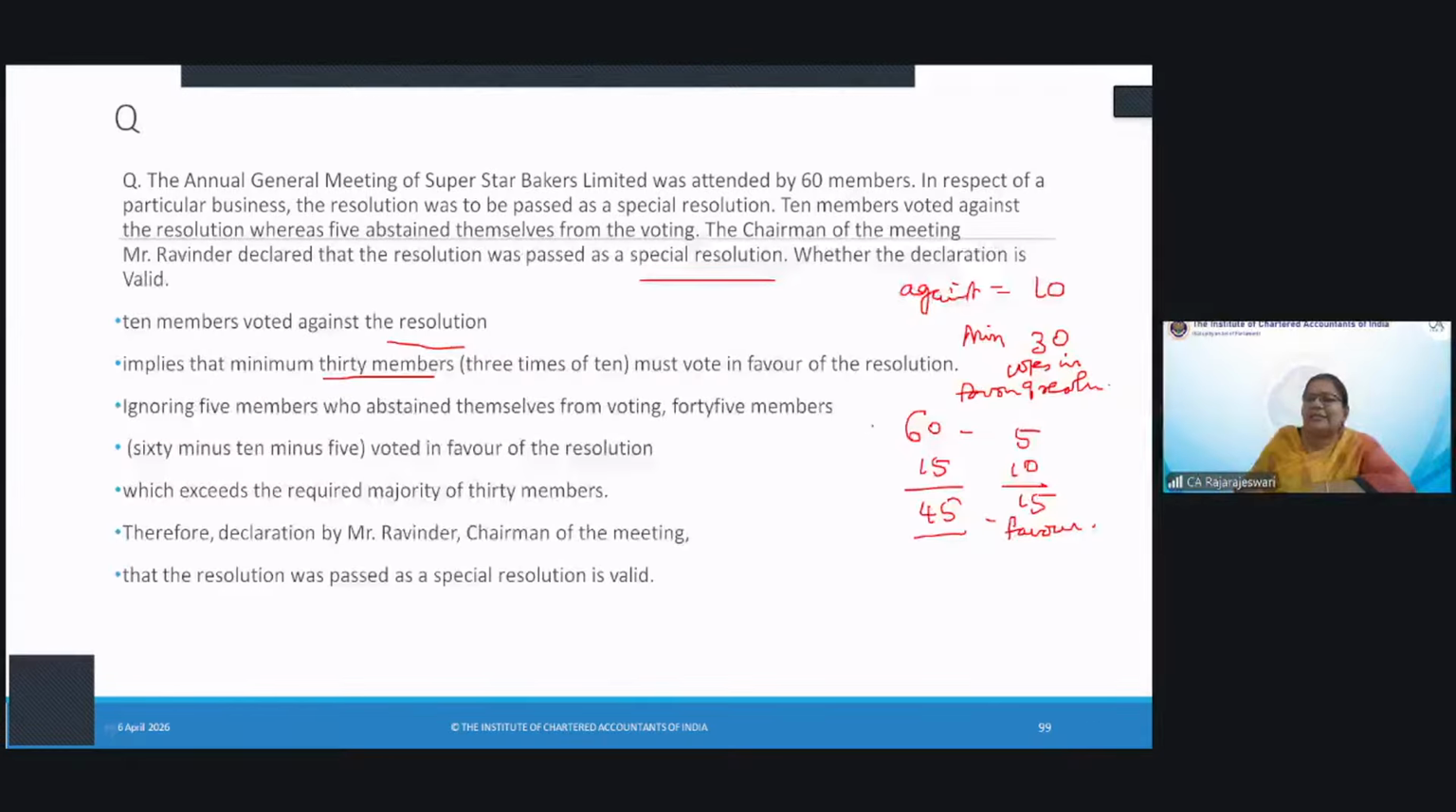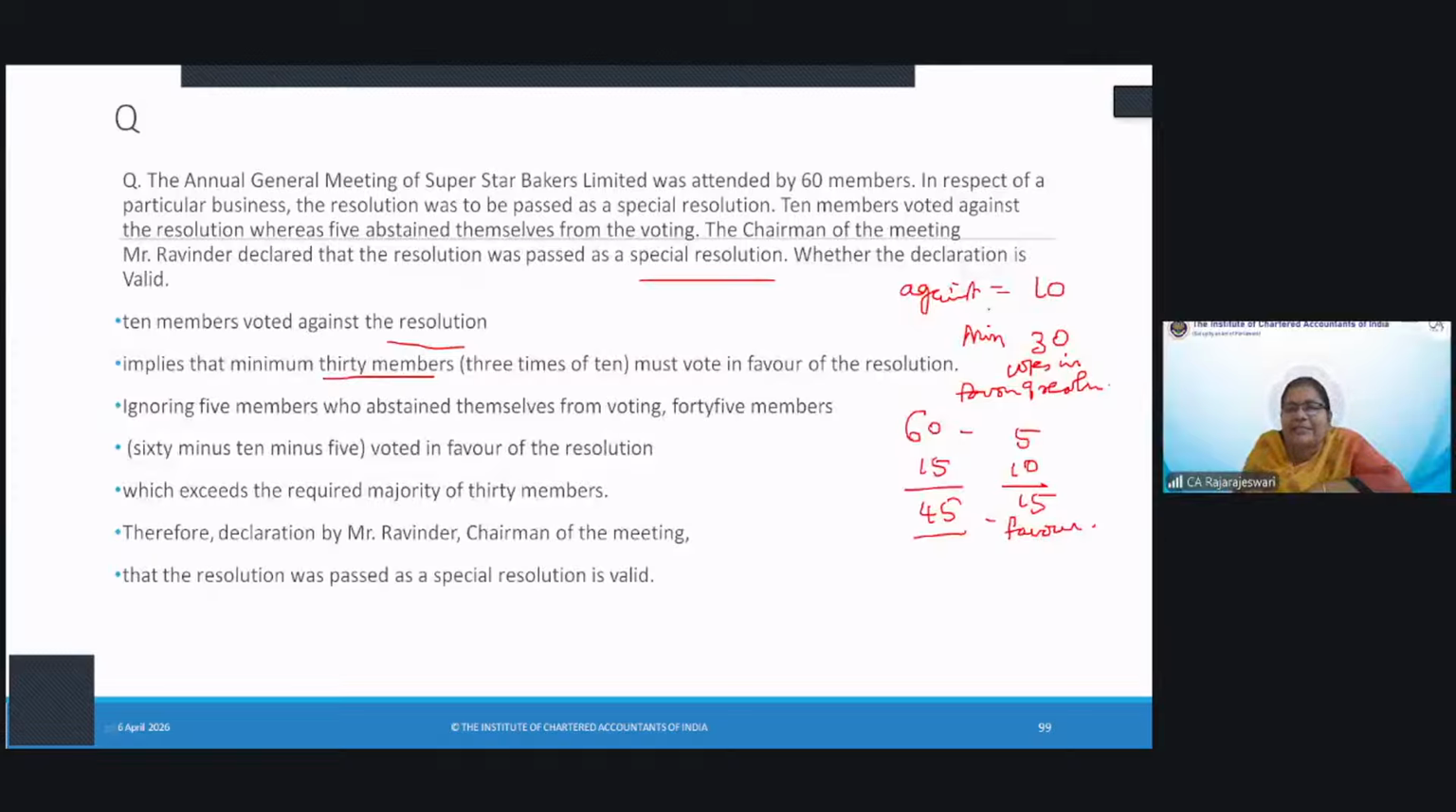Since it exceeds 30, minimum you require 30. The number of persons who voted in favor of the resolution is more than the requirement. Namely, 30 is required, you have got 45 votes in favor. So the chairman can declare that resolution as a special resolution and it is deemed to have been passed. The action of the chairman is valid.